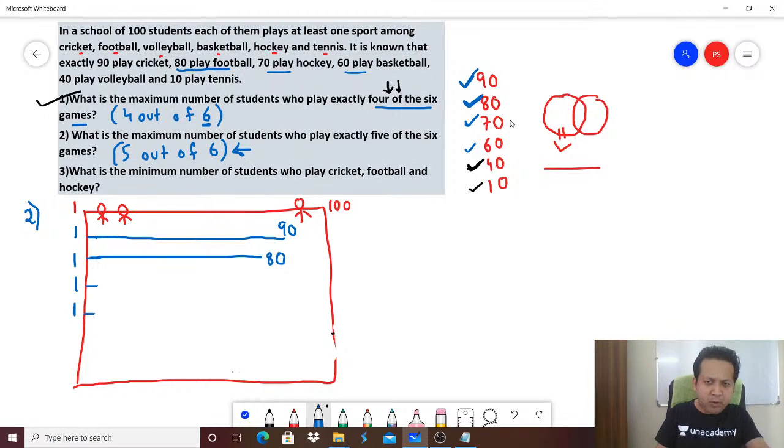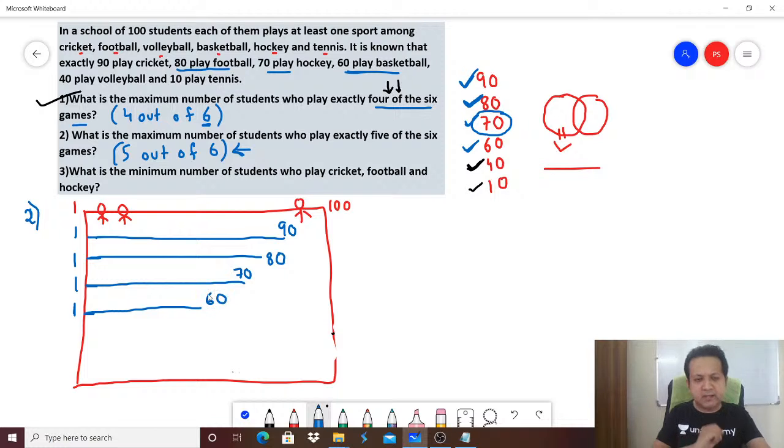Come back to the third point. How many students are required? 70 students are required for the third game. Again, just draw a line. Next, how many students for the fourth game? Remember, 60 is playing basketball. So I need 60 students. So draw a line in such a way that exactly 60 students are playing the fourth game. Next, how many students? 40 students. So 1 to 40 this time.